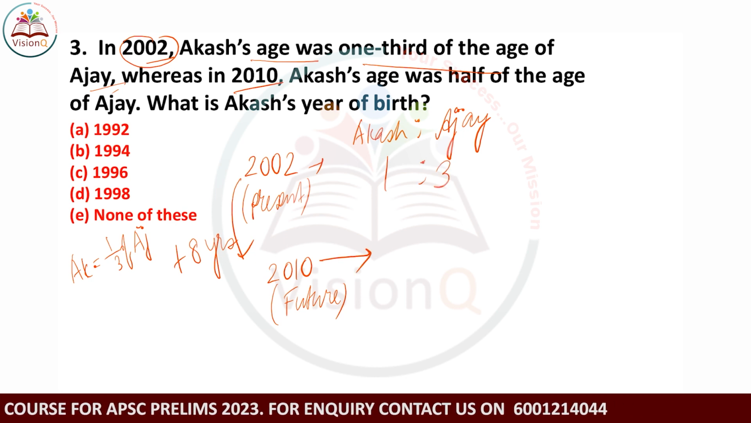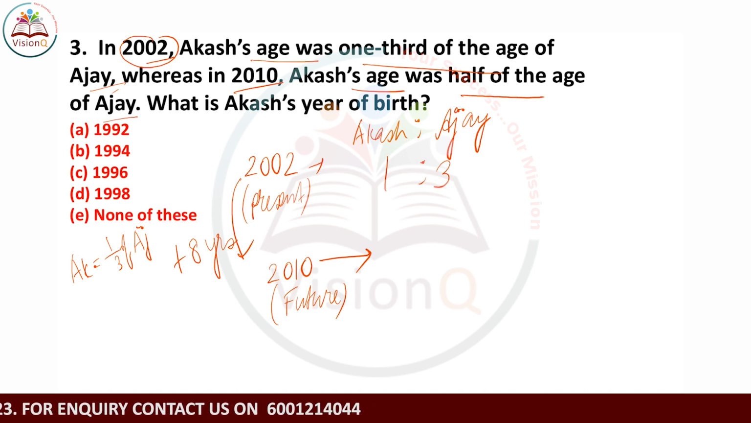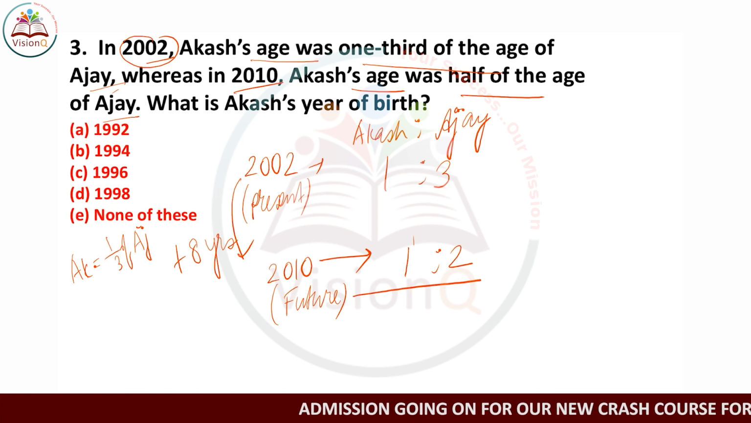And the next ratio is in 2010, that is in the future. In 2010, Akash's age was half of the age of Ajay. So Akash to Ajay's ratio will be how much? 1:2. Okay, so again the same concept as example number 1 and example number 2, the only difference was the year. So in such questions, you can assume any one as the present, any one as the past, or any one as the future. Now you are given two ratios in present and future, and you know the gap of these ratios also.